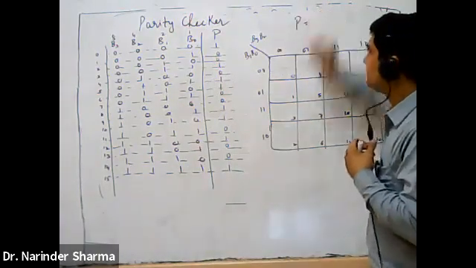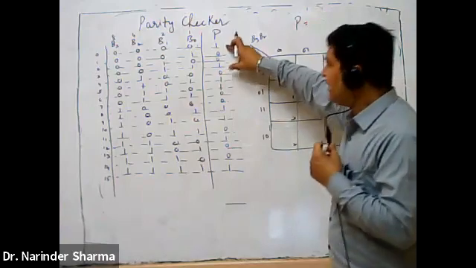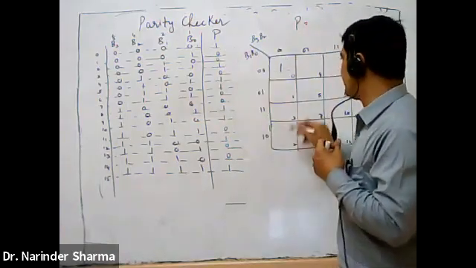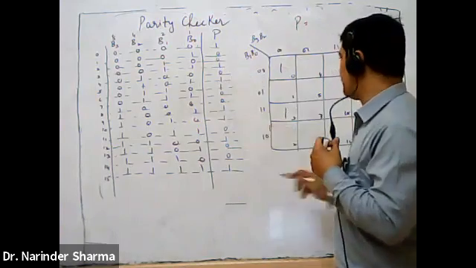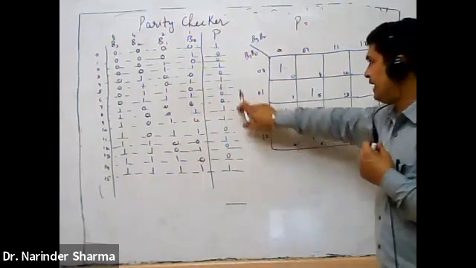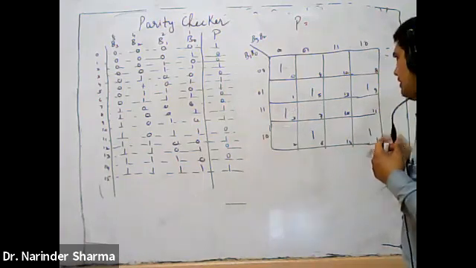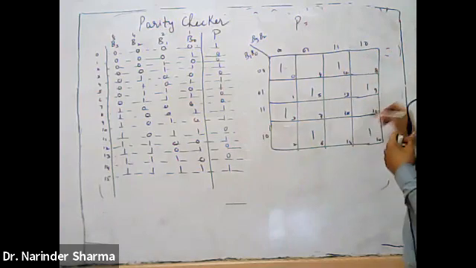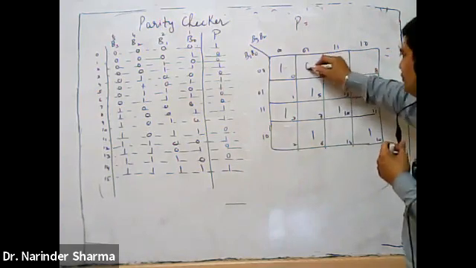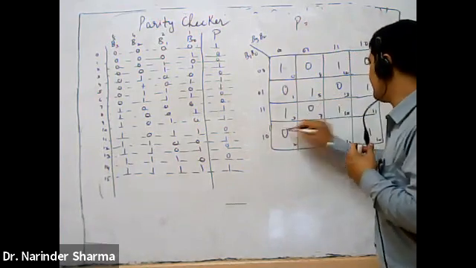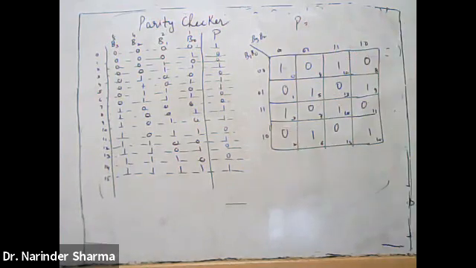For P, at 0th position, there is 1. At 3rd position, there is a 1. At 5th position, there is a 1. 6th position, there is a 1. 9th, 10th position, there is a 1. 12th position, there is a 1. 15th position, there is a 1. Rest you have to insert zeros. This would be your K map.